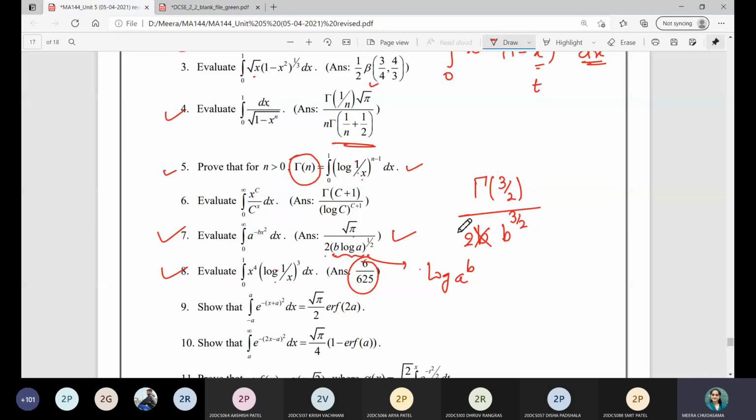After this, let us try the 6th example. What will you do in this? c raised to x, you will convert it into exponential form. So it will be e raised to x log c. So you will take log c into x is equal to t. Of course this is with the negative sign because it is in the denominator. So you take log c into x as t, then the corresponding limits will change and it can be easily converted in terms of the gamma function.